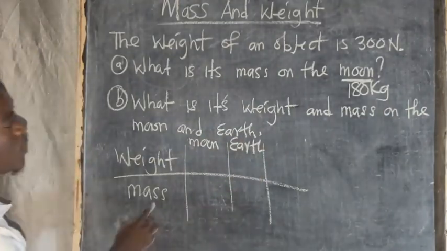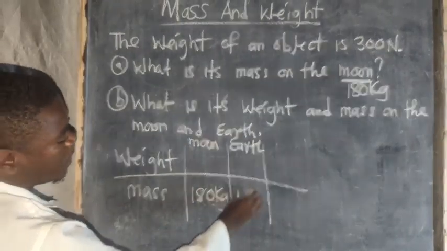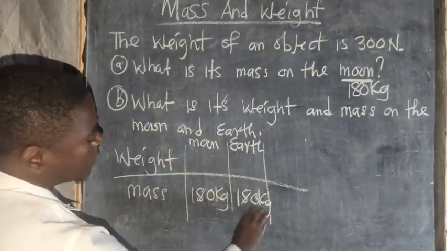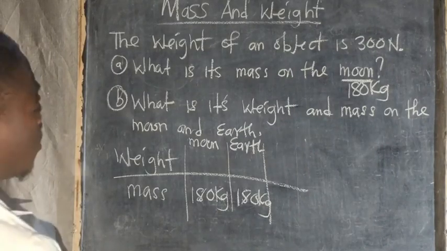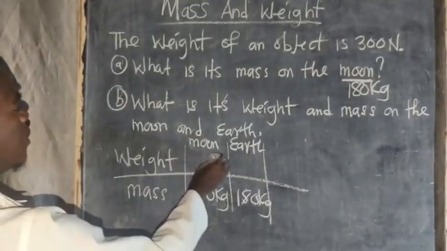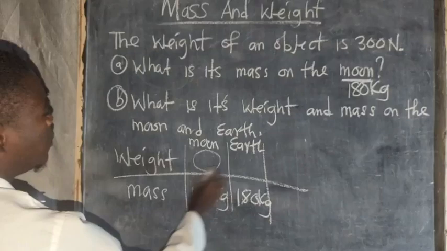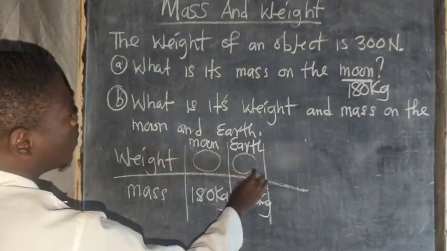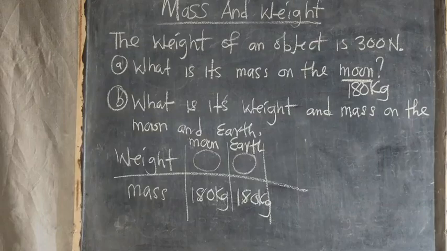So you know that the mass is the same, 180 kg. Even there it is 180 kg. So the mass is the same everywhere. Can somebody tell me what the weight is on the moon, and what the weight is on the earth? Can somebody tell me those two answers? Okay, gravity. So I like these calculations. Let me see.